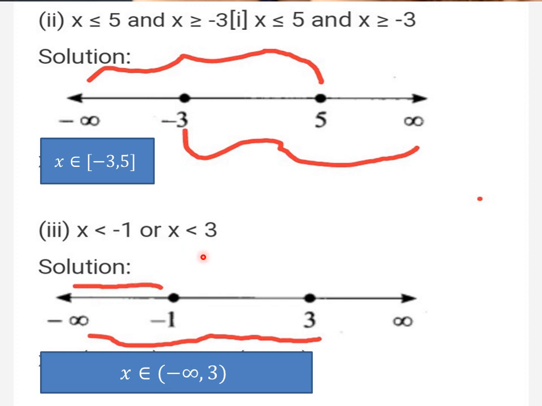Then x less than 3. X less than 3 means 3 is not included, but what are the values less than 3? All the values you have to include. So here I said "or" means union, isn't it? You see here, when we take the union of this interval as well as minus infinity comma 3, what we'll get? We'll get the interval minus infinity comma 3, isn't it? Because this interval contains the smaller interval. So when we take the union of both, only one interval we'll get, that is minus infinity comma 3.